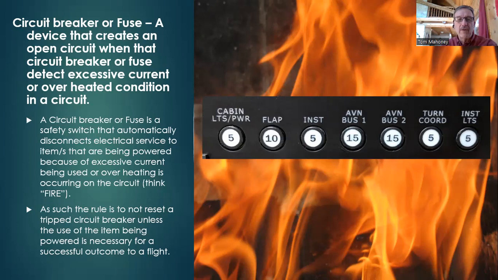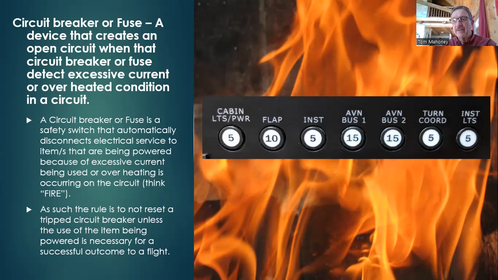So, a circuit breaker is a fuse. A circuit breaker or a fuse is a safety switch that automatically disconnects the electrical service to an item or items that are being powered because of an excessive current being used or overheating occurs on that circuit. Think fire. So if you have a circuit breaker that pops, you think you want to push that back in. Some outfits will say, "Oh, you get to push it back in once," and then if it doesn't stay in, you have to leave it out.